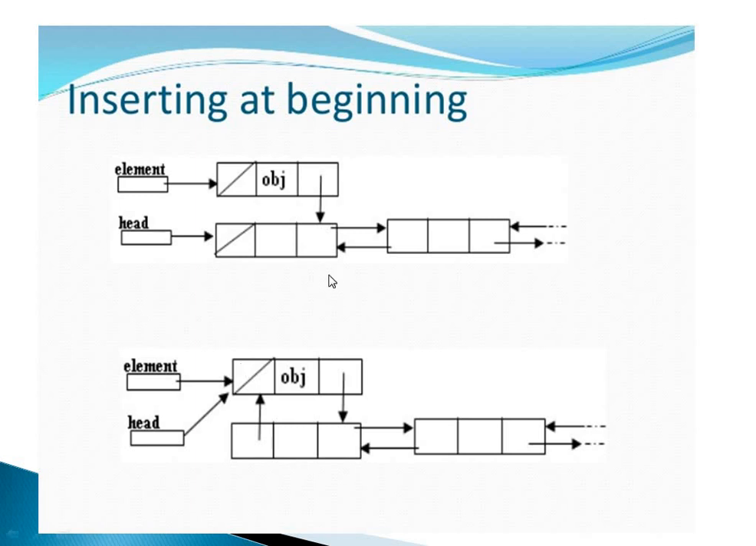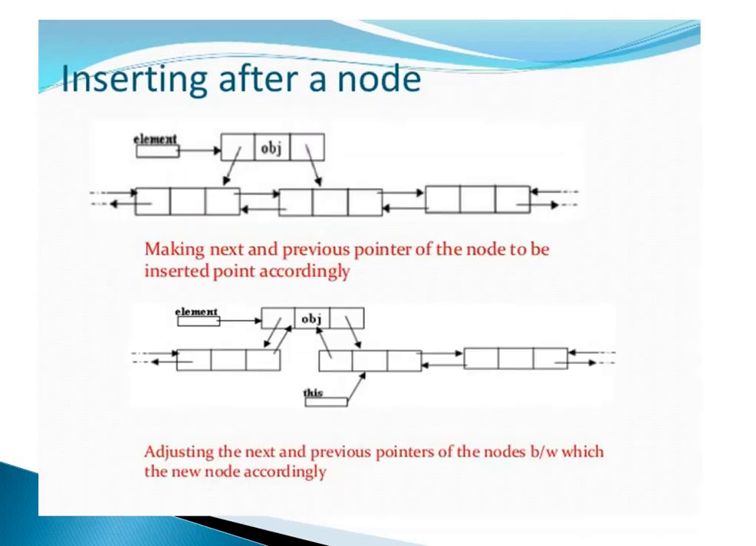If you look at the previous structure here, this is your element, and this is the head pointer which points to the first node. But if you want to add any new node, this head pointer will point to the new node, and the next part of the new node will be the address of the first node, and it will become the second node in the new list. This is the insertion at the beginning here.